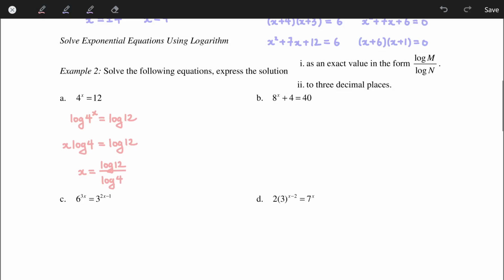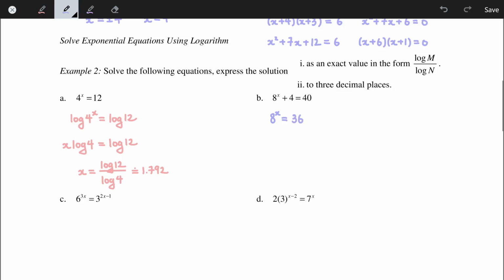From there, we can use a calculator to evaluate this number, and we get an approximate value of 1.792. Okay. Let's look at another example. Example B. So here, very similar. We can first move the 4 to the right-hand side. So we have 8 to the x is equal to 40 minus 4, which is, of course, 36.